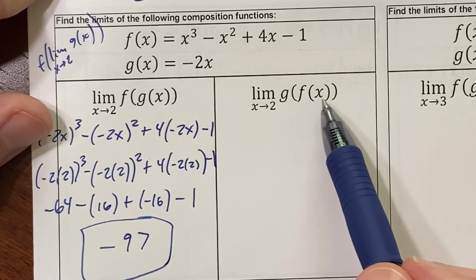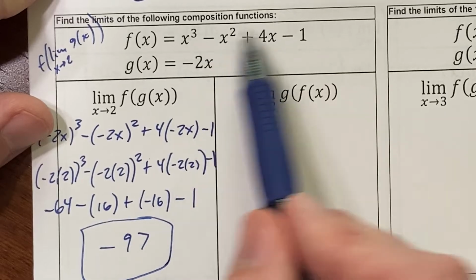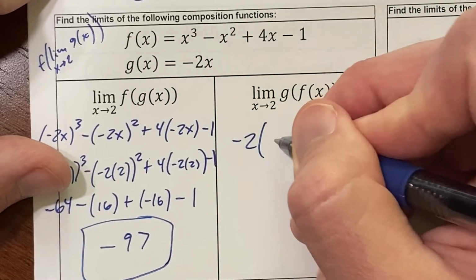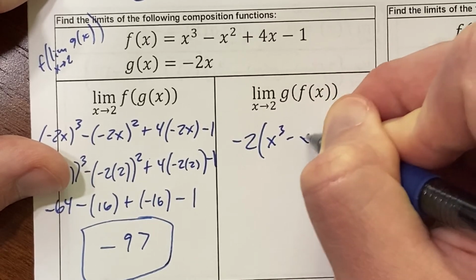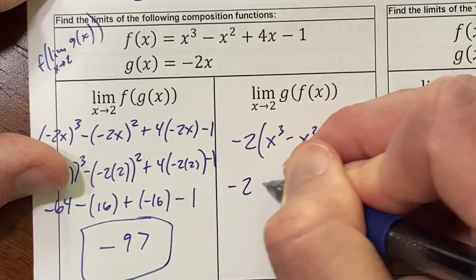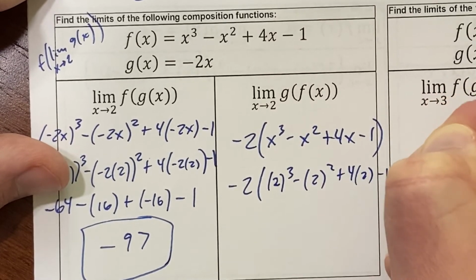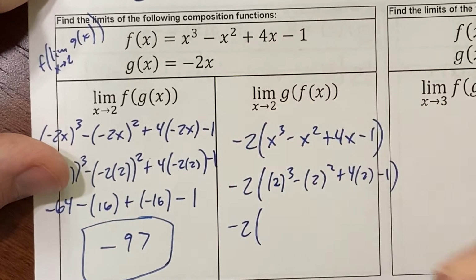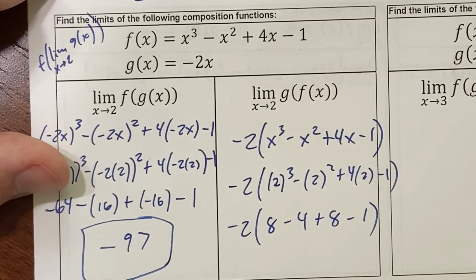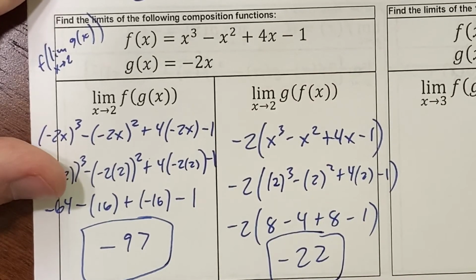All right, next one. We've got g of f of x. So I'm going to take f of x, and whatever this f of x is up here, I'm going to plug it in down here. This is where my x would be, so I'm going to take f of x and plug it in right here. So x cubed minus x squared plus 4x minus 1. And then I'm just going to take 2 and plug it in. So negative 2 times, this would be 2 cubed minus 2 squared plus 4 times 2 minus 1. This would be 8 minus 4 plus 8 minus 1, and negative 22, is that right? Hopefully that's right. You can try those other ones.